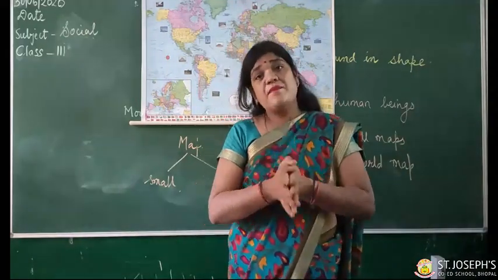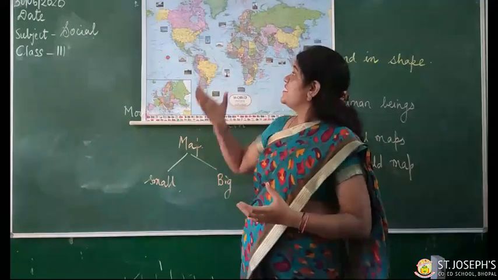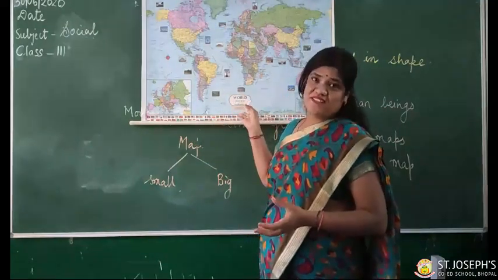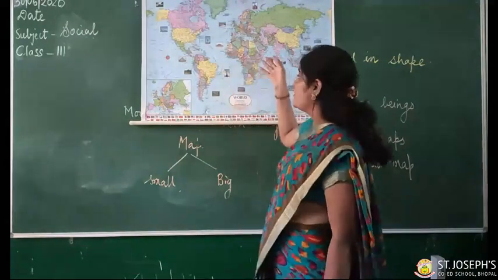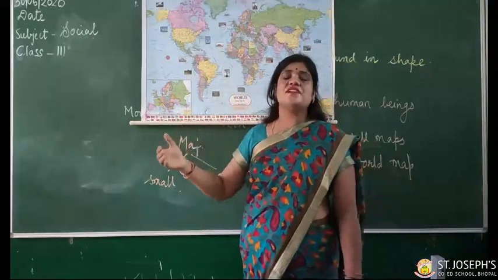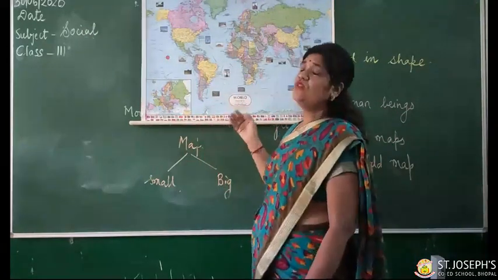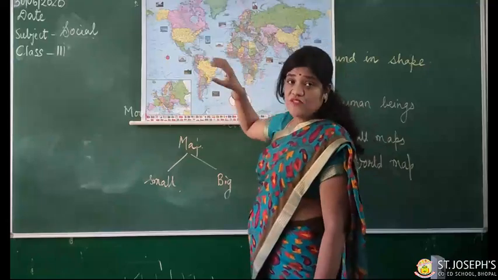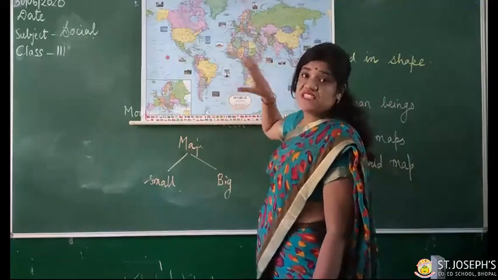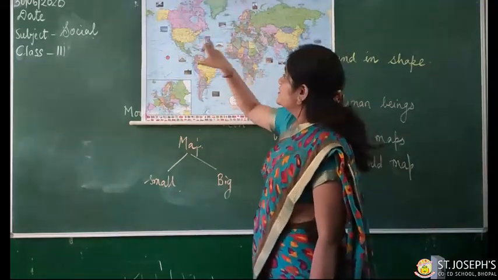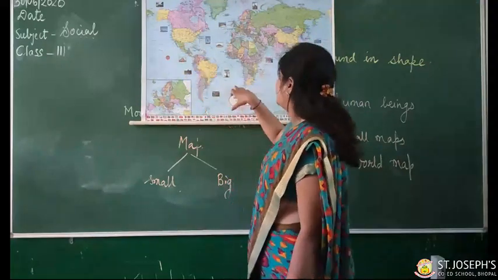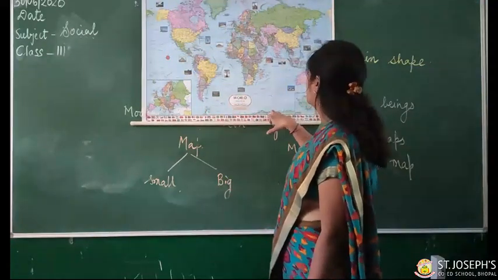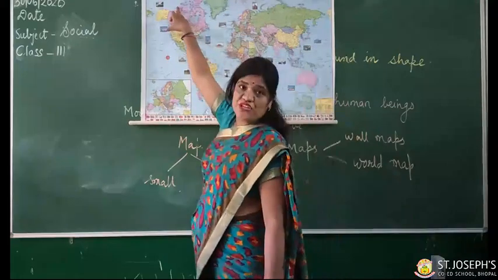The world map is a map in which the whole earth is drawn. You can see oceans here, continents here. That I will teach you afterwards, but just for your introduction I am telling you that you can see all 7 continents here. You can see all 5 oceans here. See Pacific Ocean, here it is, then Atlantic Ocean, then Southern Ocean, then Indian Ocean, then Arctic Ocean.